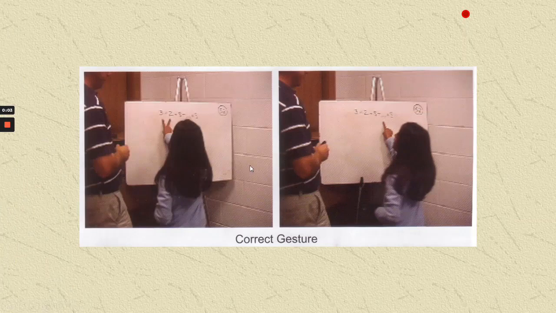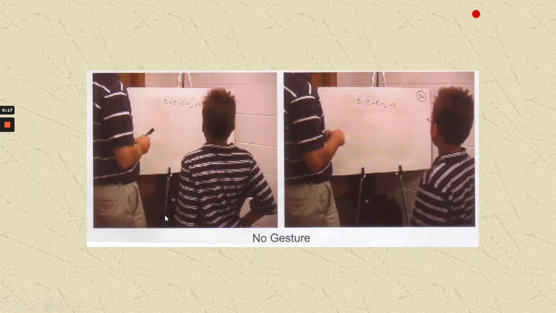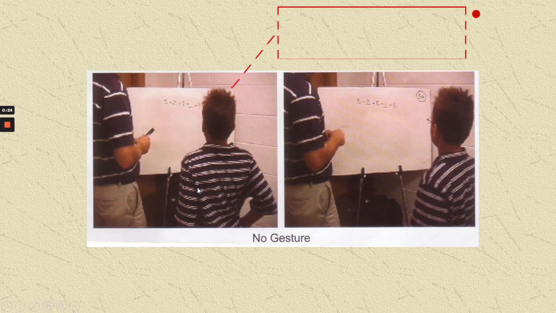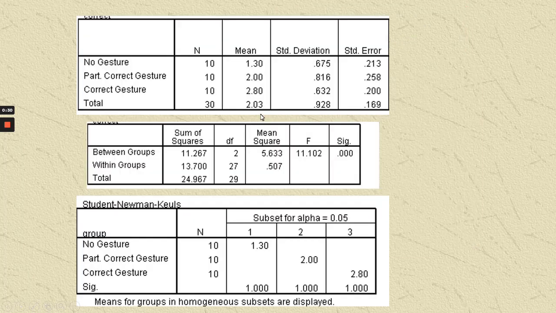All right, and I forgot, I have these pictures of the gesturing. So this is the correct gesture. You can see how the girl is combining these three things into that thing. That's the correct gesture. And then with no gesture, the kid just has to look at it. There's another potential problem with the no gesture condition in that the kid's hair is really spiky, so he might not be able to see straight.